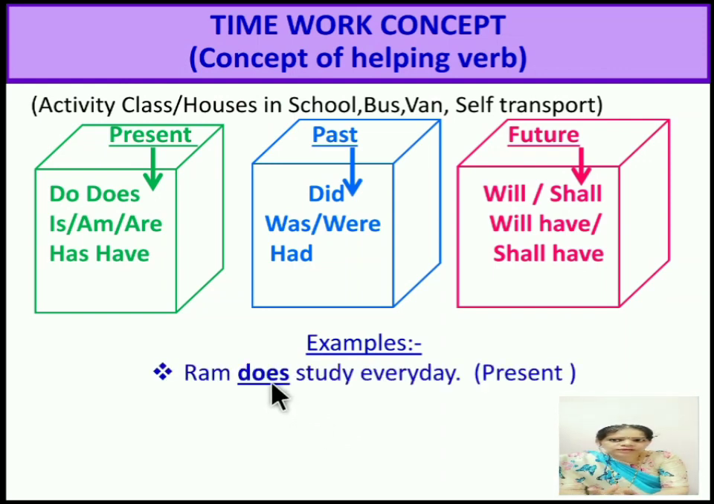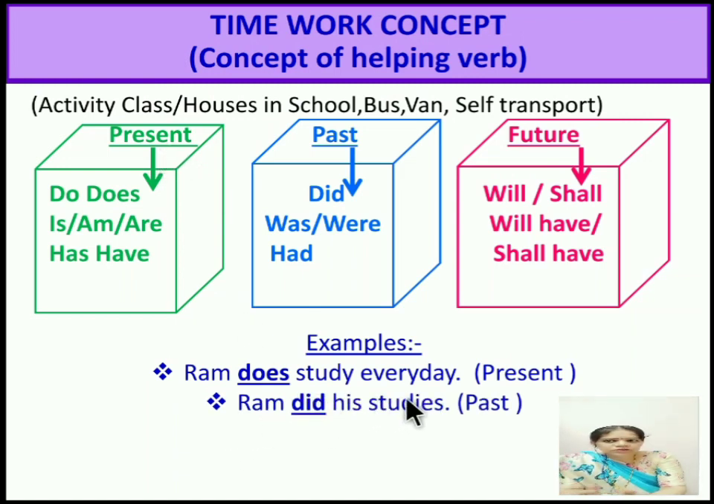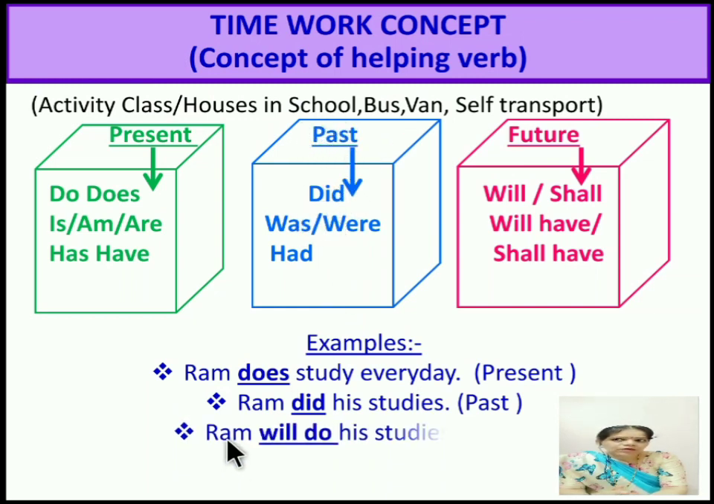Ram does study every day. So does is there. It clearly indicates that it is a type of present tense. Then Ram did his studies. So did is there. It clearly indicates that it is one of the categories of past tense. Then Ram will do his studies. So we don't know whether this is near future or far off future. Right now we just know that it is will do. So will stands under the category of pink uniform, that is future tense. So it is falling into the category of future tenses. Clear?